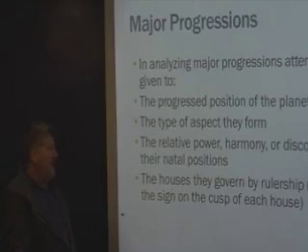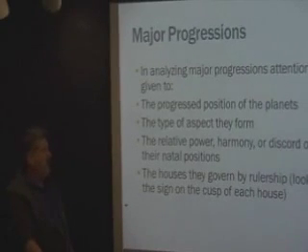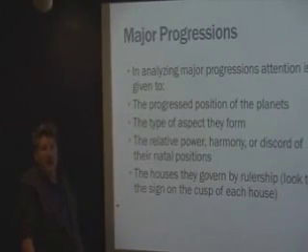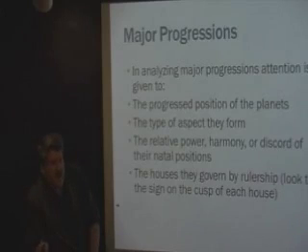The other thing we look at is the houses they govern by rulership. So we look not only to the houses they are in by progression, what they govern in the natal chart, and by rulership, for example, if we were looking at Pluto, we'd go to the outer cusp of the chart to find the sign of Scorpio. And that would also tell us that this progressed aspect has the potential to stimulate that house in the chart.